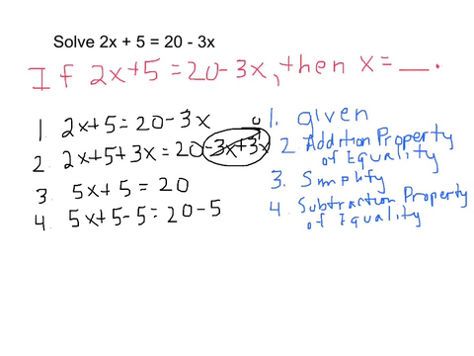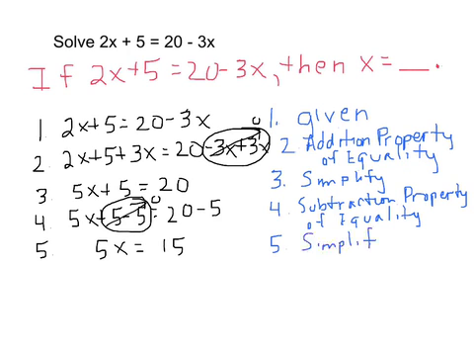Next step. Like we did on step 3, let's go ahead and combine our like terms. Again, we know that any number plus its opposite is 0. So we're going to say 5x must equal 15. Again, our reason is going to be that we simplified. You can put combined like terms there. You can put simple addition.